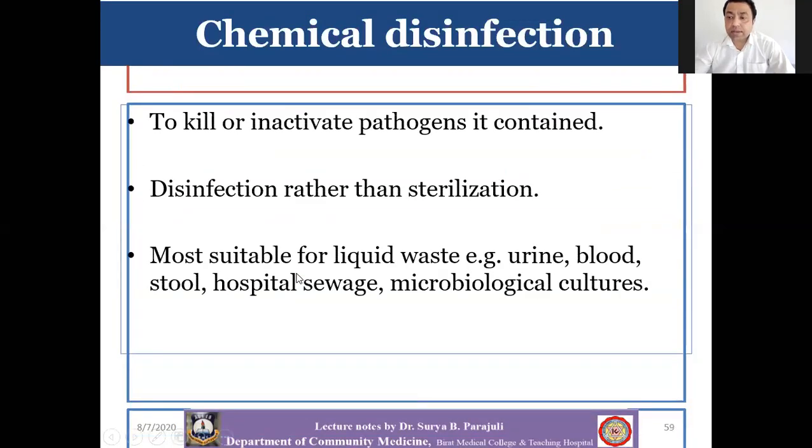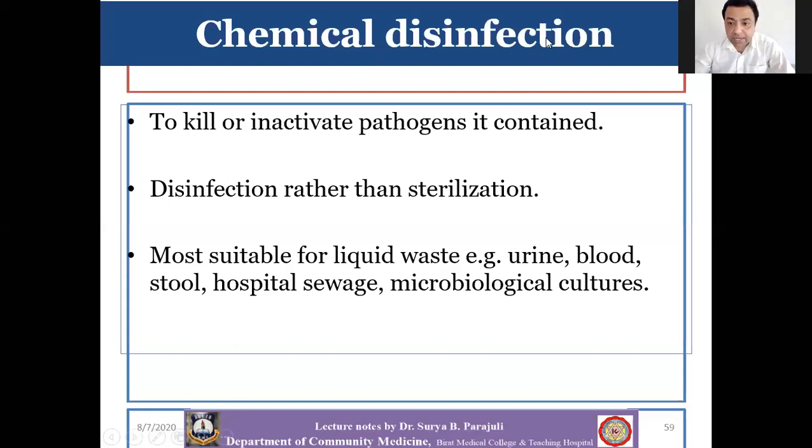Another process is chemical disinfection. The first process is incineration, which is widely used, but WHO nowadays does not recommend the incineration process because of the chance of production of carcinogenic agents, and most hospitals are within residential areas or big cities, which is not suitable because of the chance of cancer from carcinogenic agent production. Okay, this is all about incineration.